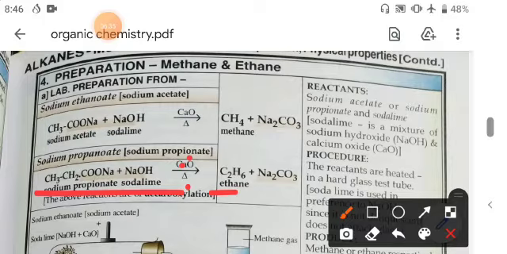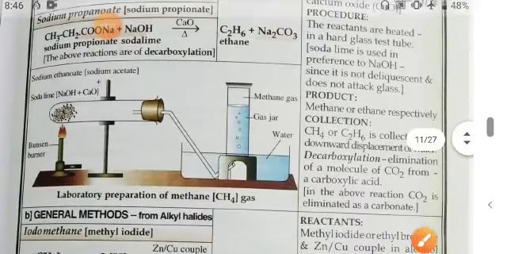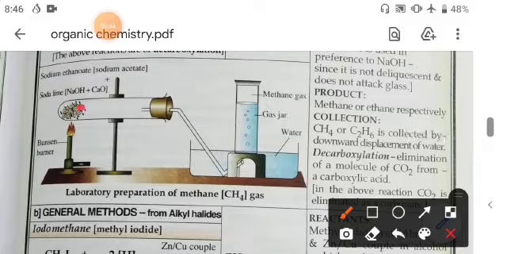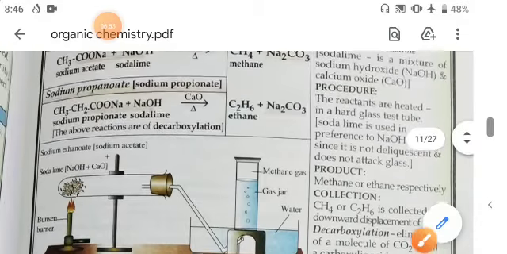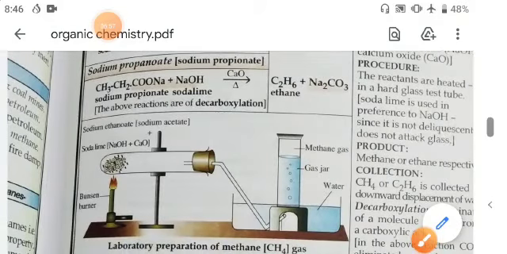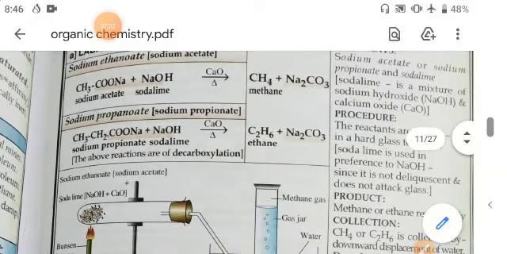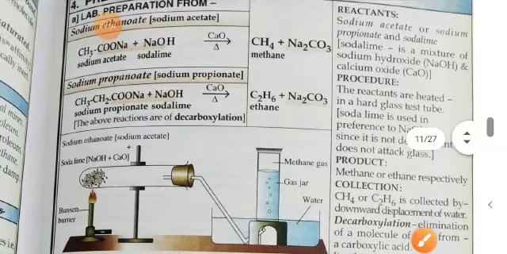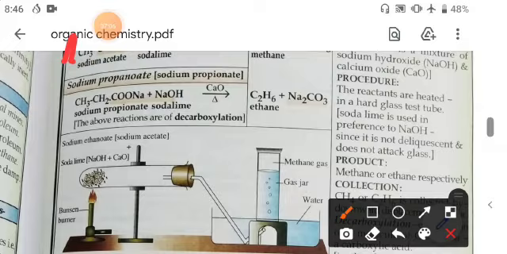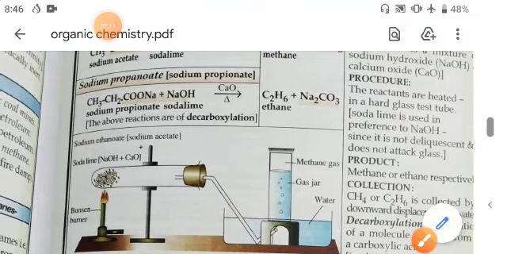This is the laboratory process of preparation of methane and ethane, and the figure is given here. Soda lime and calcium oxide are there, and when heated, it produces methane gas in the gas jar, and bubbles come outside. With the help of sodium acetate methane is produced, and with sodium propionate ethane is produced.